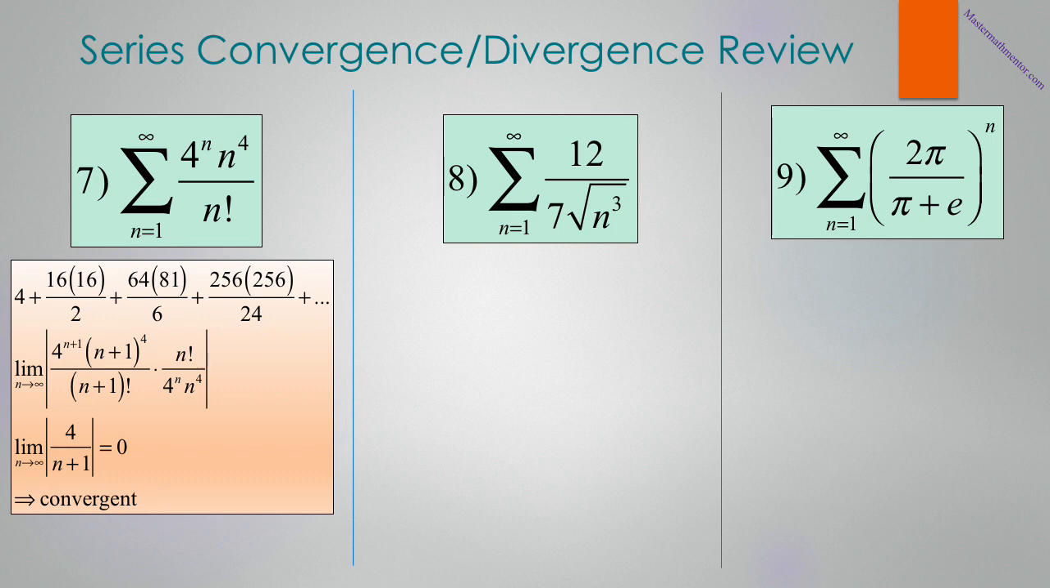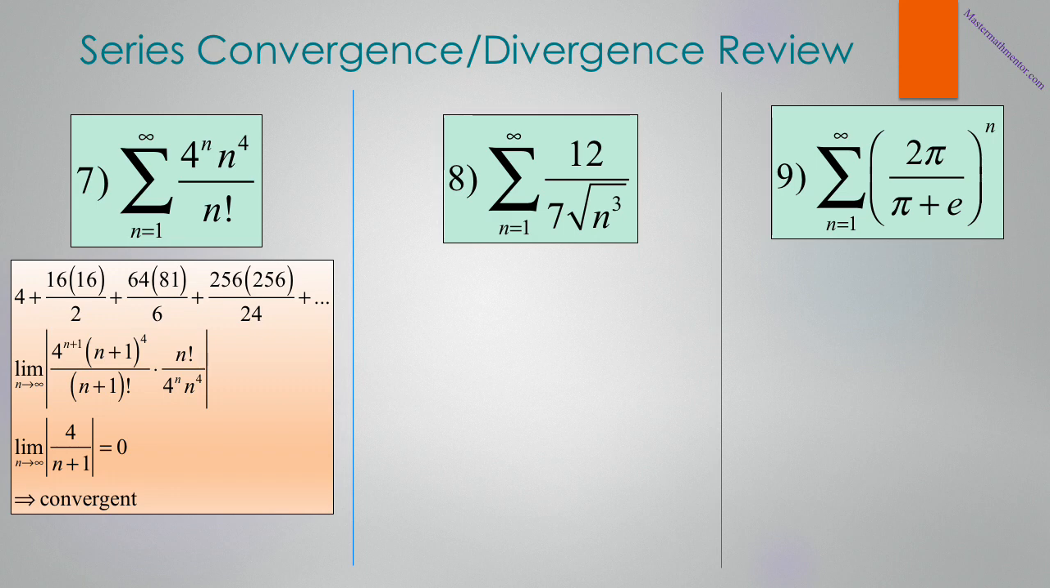There's one more 4 upstairs, so we have a 4 in the numerator. We have an n plus 1 to the fourth over n to the fourth, and that is simply 1, and an n factorial over n plus 1 factorial, giving n plus 1 on the bottom. So we have the limit as n approaches infinity of the absolute value of 4 over n plus 1, which is 0, and this is convergent.